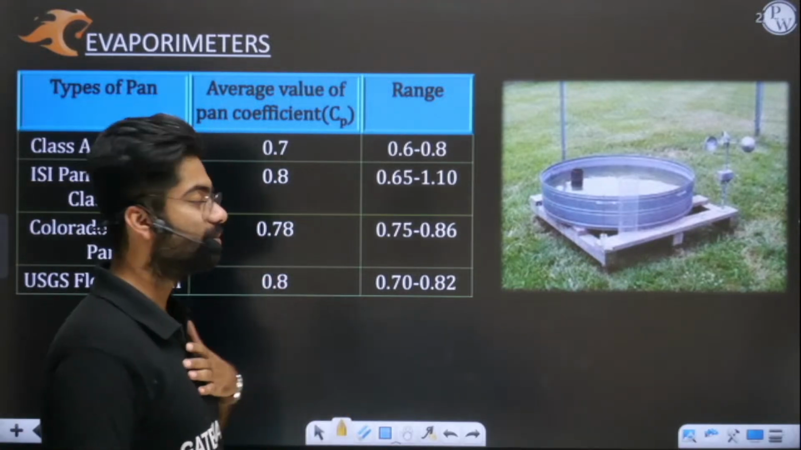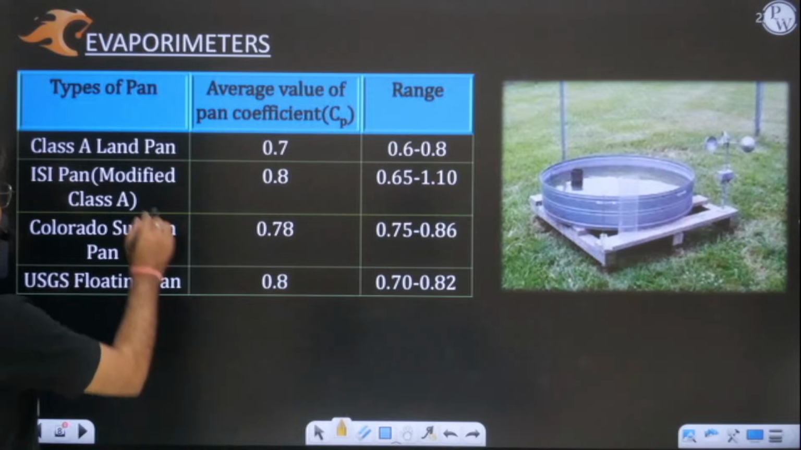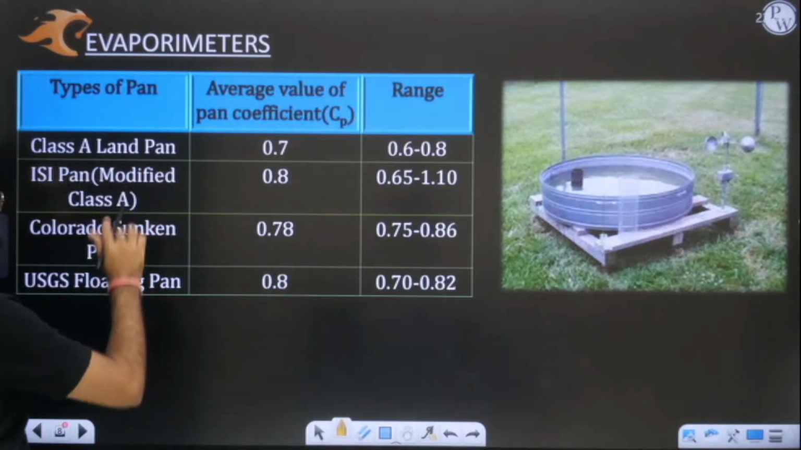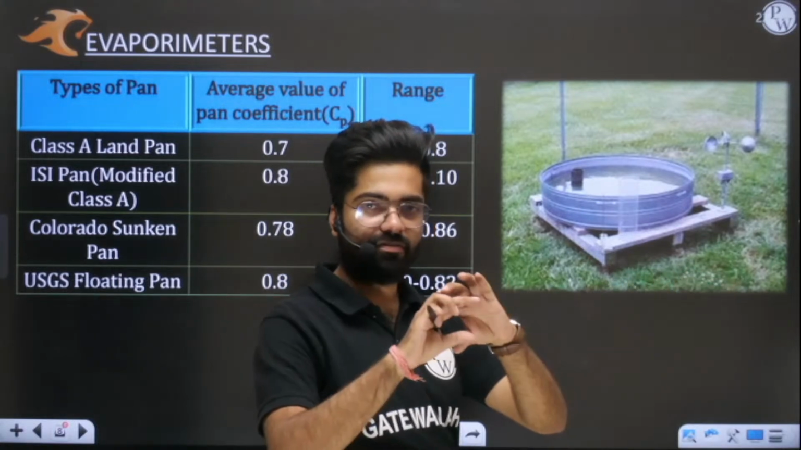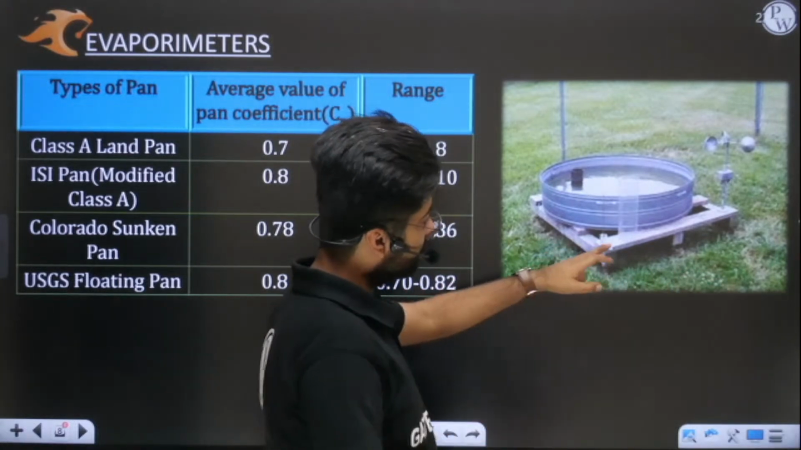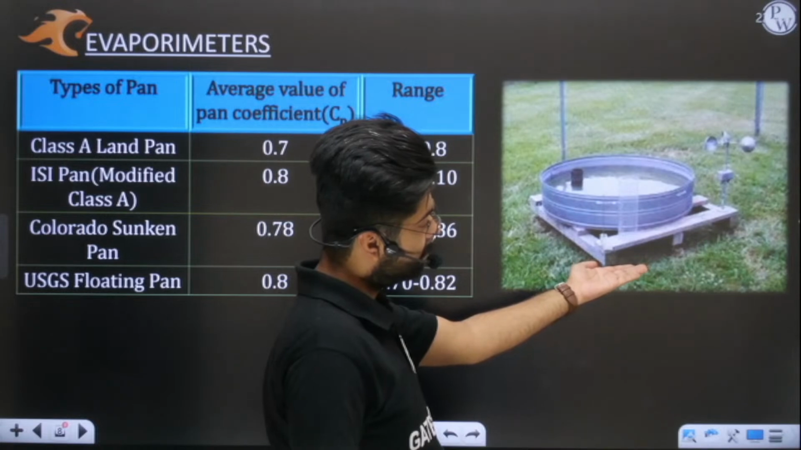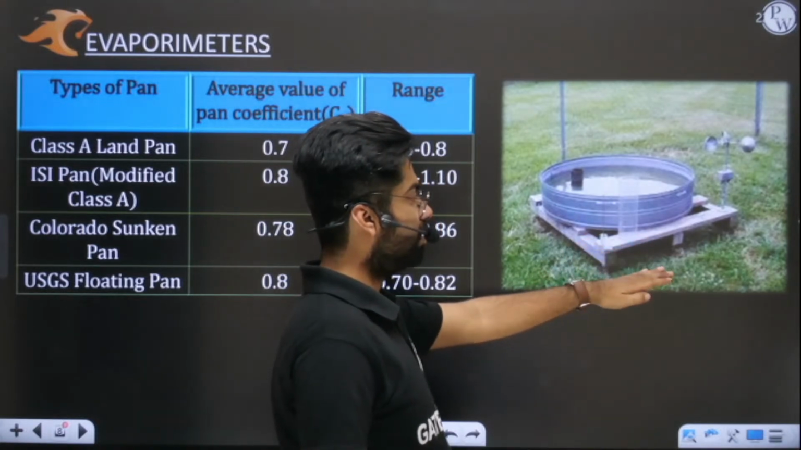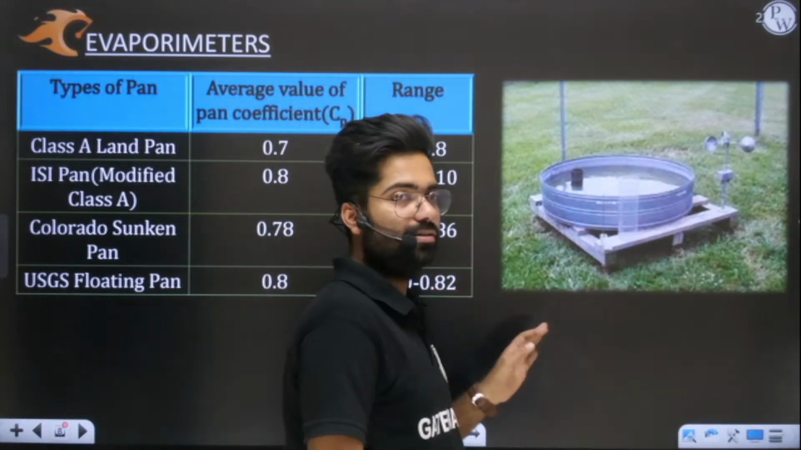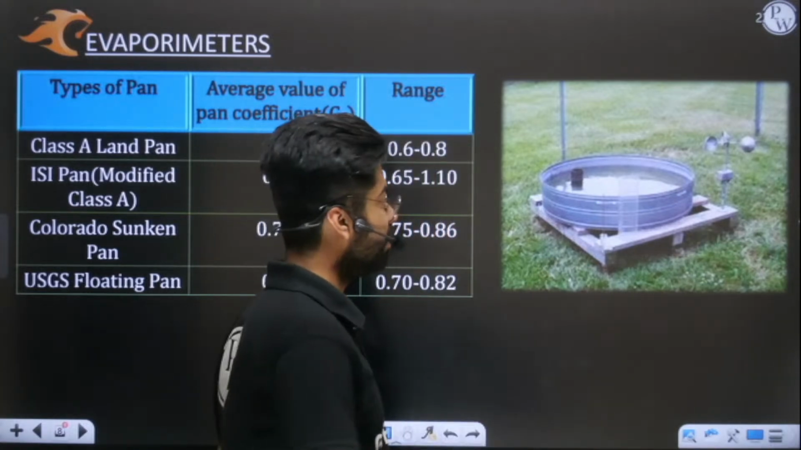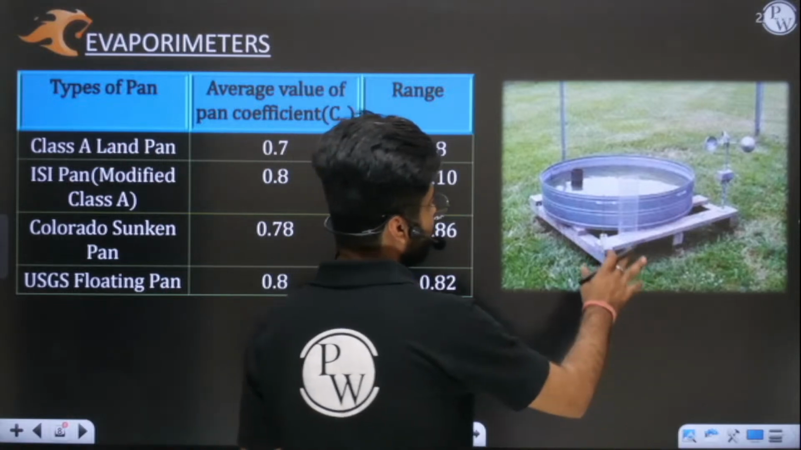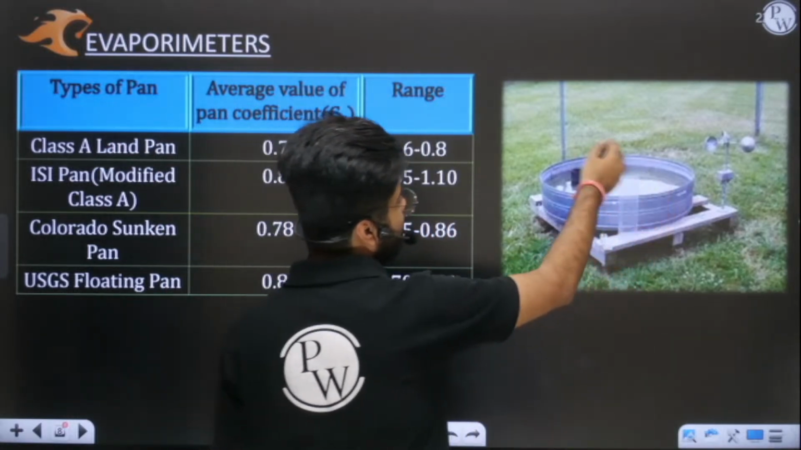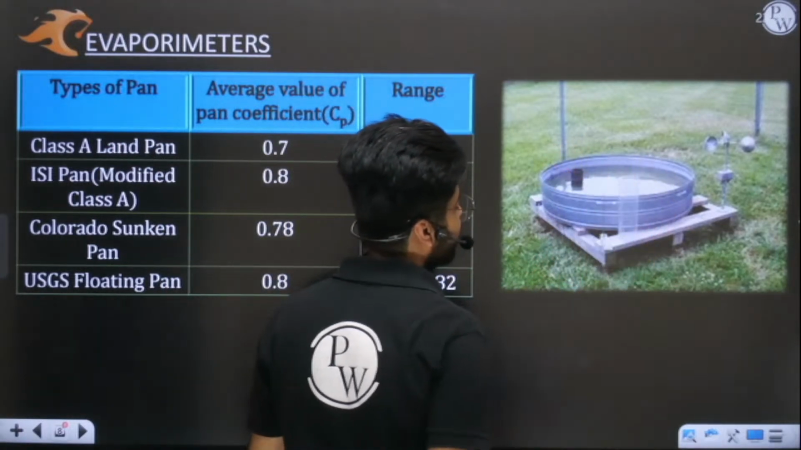Let me tell you, these class A land pan and the Indian standard pan are installed like this. We have a wooden base, and this wooden base is a little away from the ground, so that air from the bottom can pass through it. So the first two are installed somewhat in this fashion. This is your GI sheet.